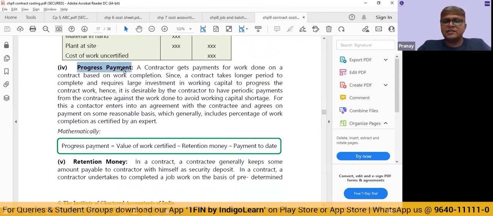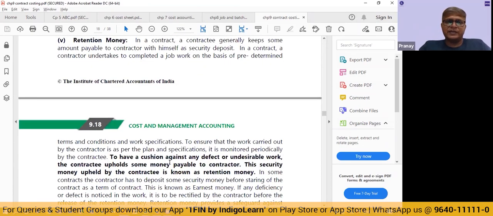Progress payment is nothing but, as we discussed, value of work certified minus retention money. So value of work certified minus retention money is the total money that I have to receive, minus whatever they have already paid till date. The balance will become the progress payment that we have to receive during this period.